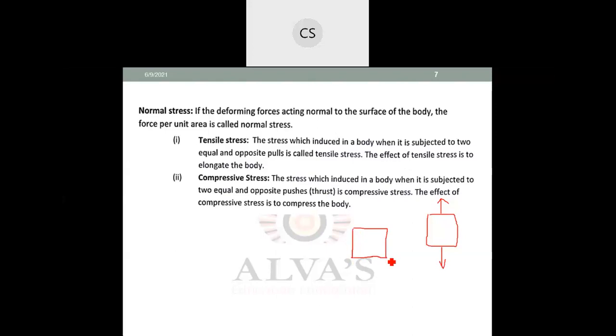So that is compression. Okay. This is in this direction. Again opposite, but it is not stretching, it is compress. So then it is known as compressive stress. Both are equal and opposite. One is stretching, pull, another one is push. So then it is known as compressive stress.